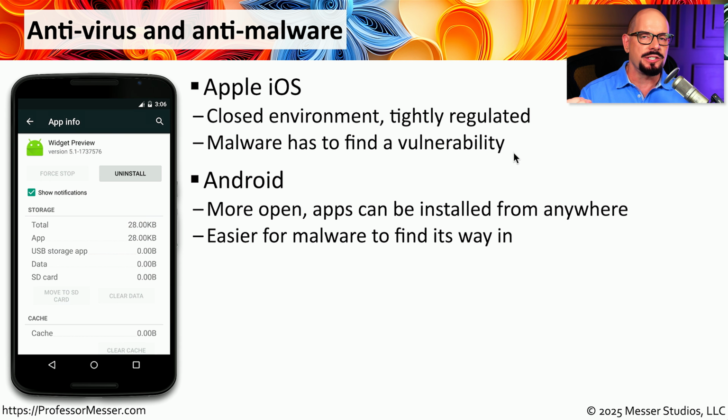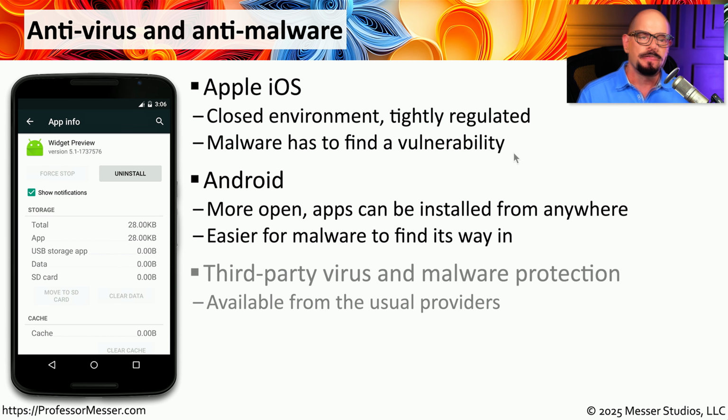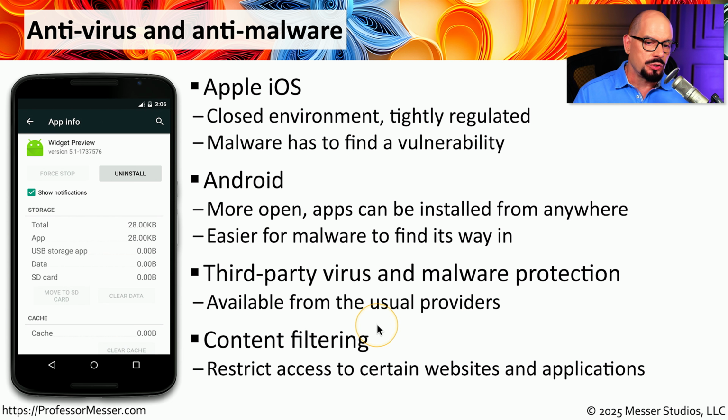There's no centralized store that everyone must go through. Instead, you can install software from any website. This provides a much easier way for malware and other malicious software to find its way onto your Android device. Fortunately, there's antivirus software available for both iOS and Android, so you can download this software from known antivirus providers to help keep your mobile devices safer. These mobile devices can also support content filtering, so if you would like to prevent someone from visiting certain websites or from running certain applications, you can enable this capability on all of your mobile devices.